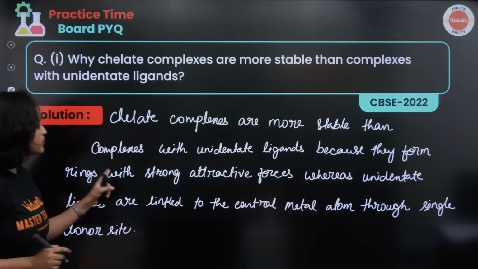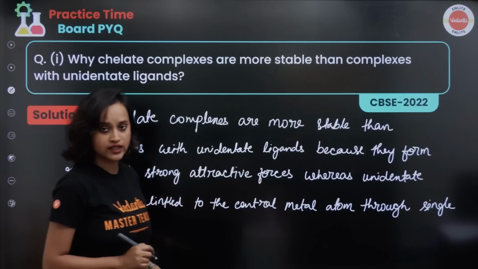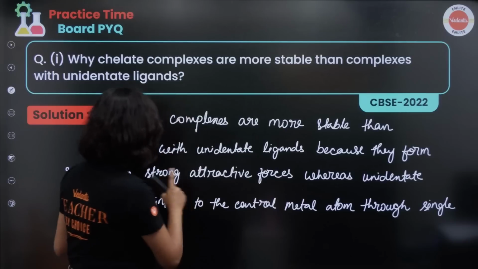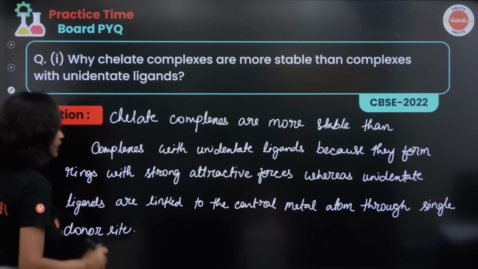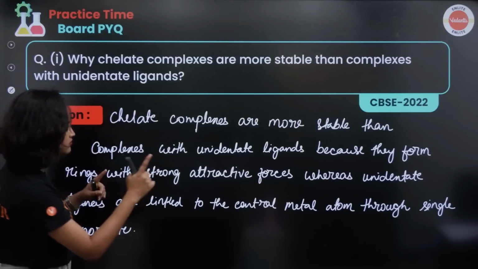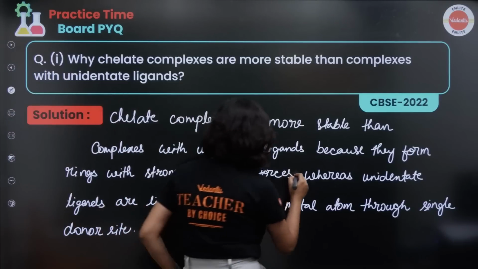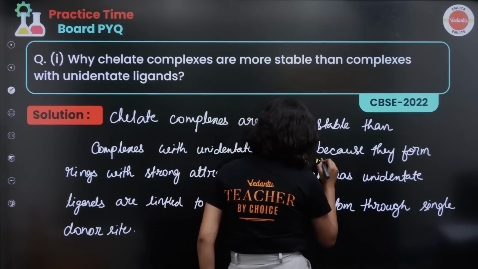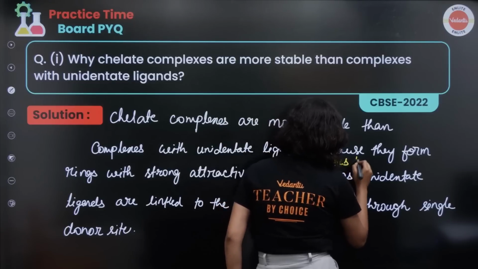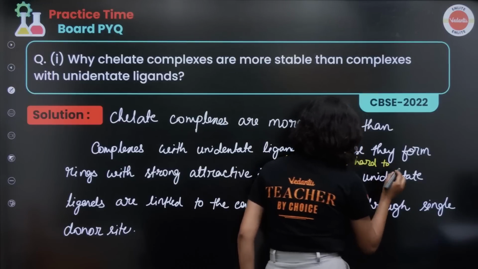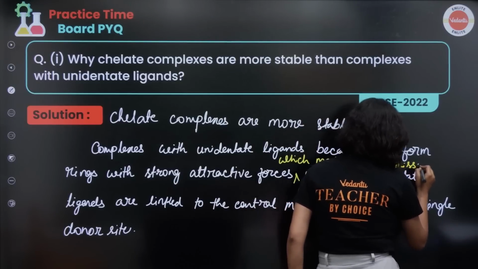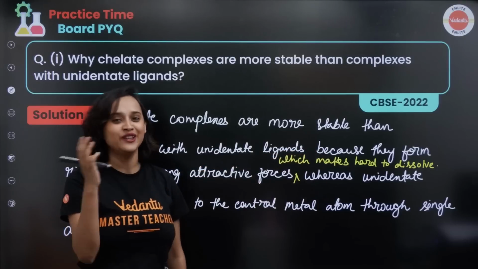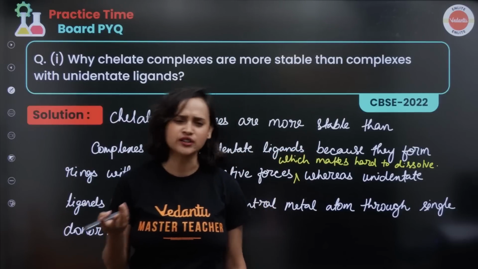Okay, they form rings with strong attractive forces, which makes them also hard to get dissolved. That is also something that you can mention here. Let me write that with yellow color here. Because they form rings with strong attractive forces, which makes them hard to dissolve. I'm a little lazy to rub all of it, so that's why I've written it with yellow. You can also copy it down, or anyway you are going to get the PDF, so don't worry about it.